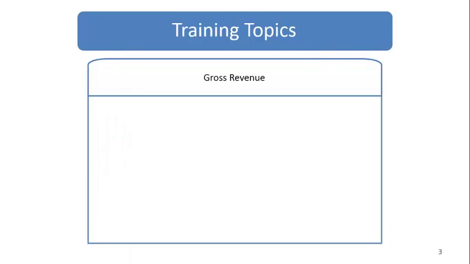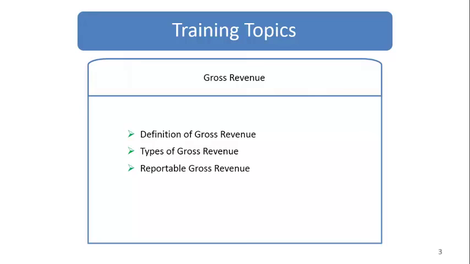In this module, we will discuss gross revenue for commerce tax and how to determine the amount to report on the commerce tax return. We will begin by defining gross revenue and listing the types of gross revenue that a business might have. We will also discuss which types of gross revenue are reportable for commerce tax and which types of gross revenue can be excluded. We will also review the amounts that can be deducted from that gross revenue number.